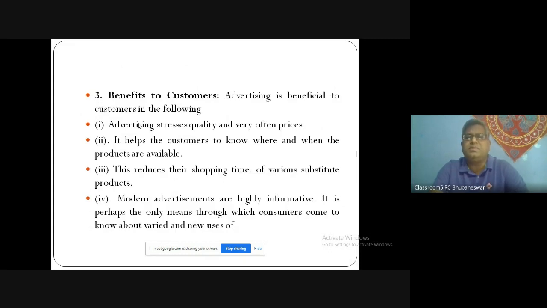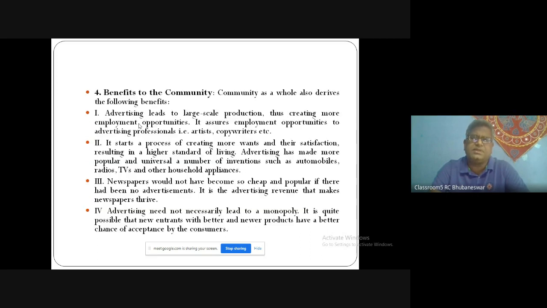Another one is the benefit from the customer's point of view. Under this, several benefits are focused on through advertisement, such as stressing quality, variety of prices, helping the customer know where and when the product is available, and modern advertisements being highly informative also.